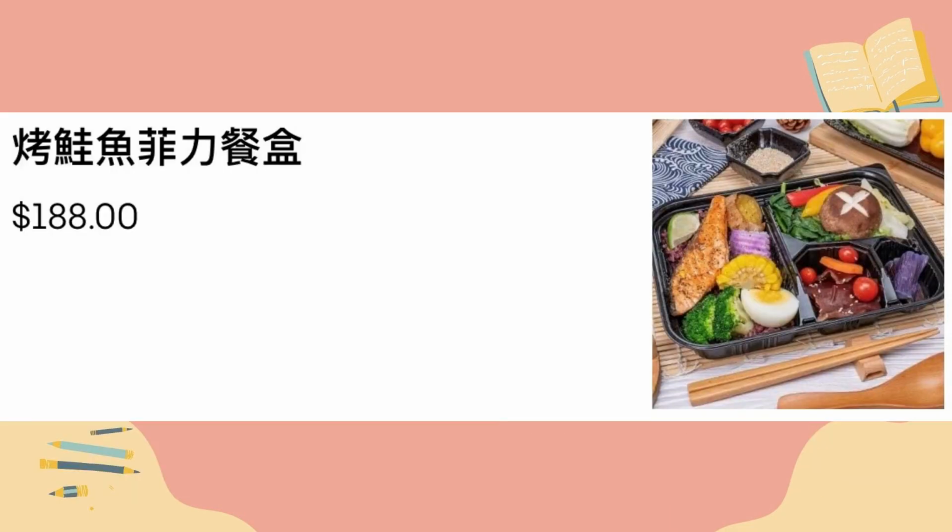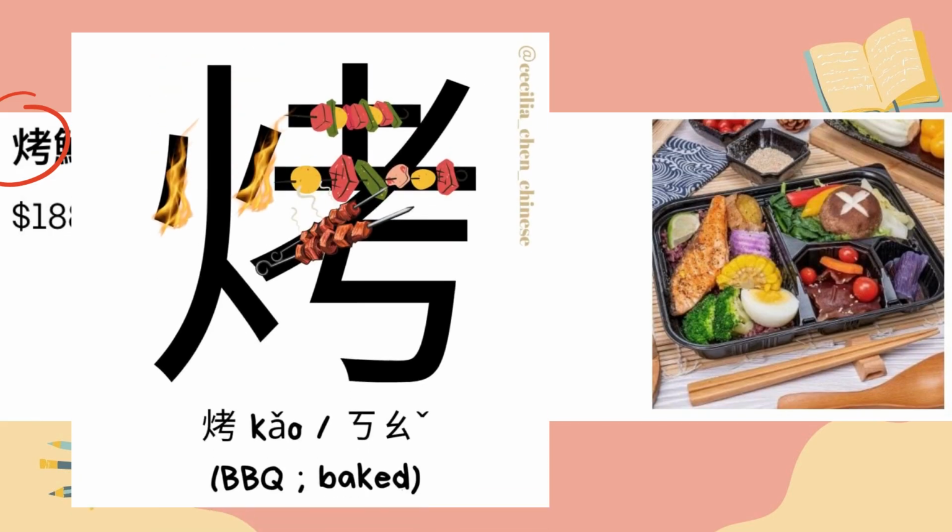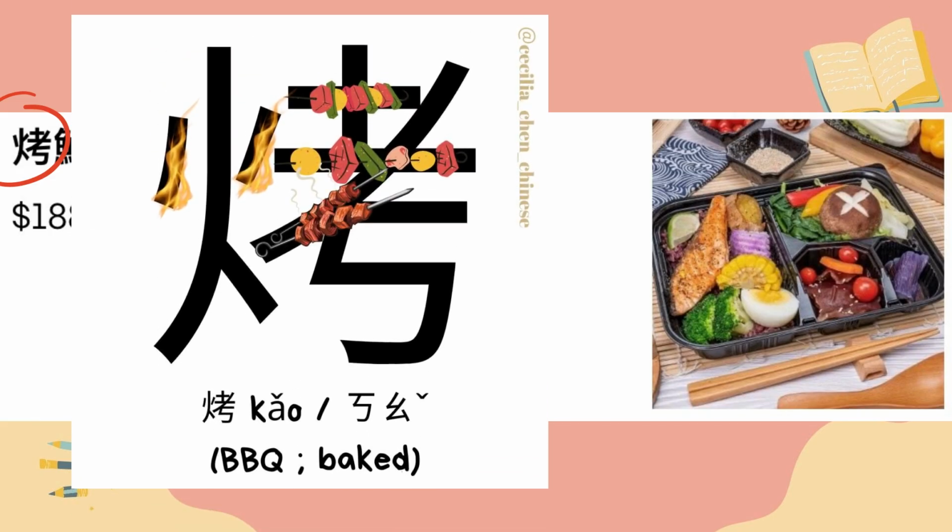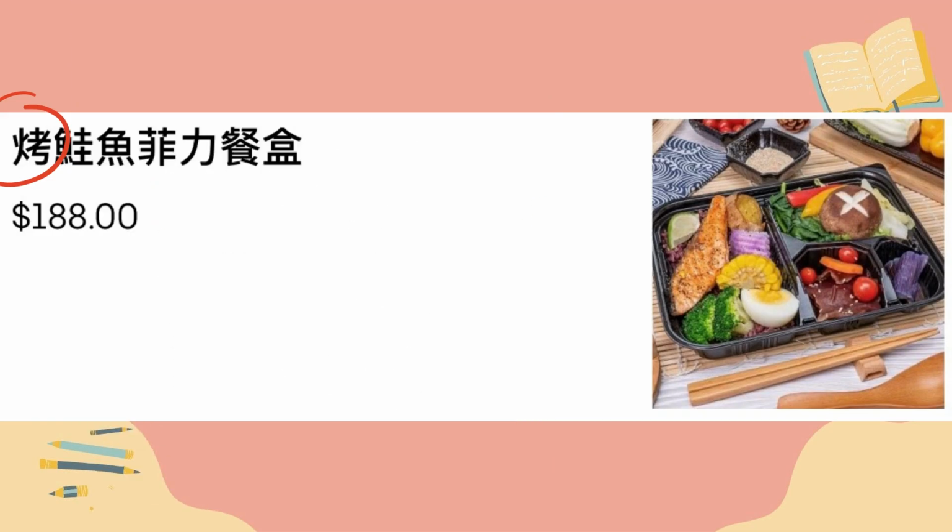Okay, so the first picture is this. I actually downloaded this picture from Uber Eats. So where are 鲑鱼 characters? 对，很好，鲑鱼。And do you remember the first character? 对，很好，烤。烤 means barbecue or bake, right? So here is like barbecue, 烤。And what about this one?